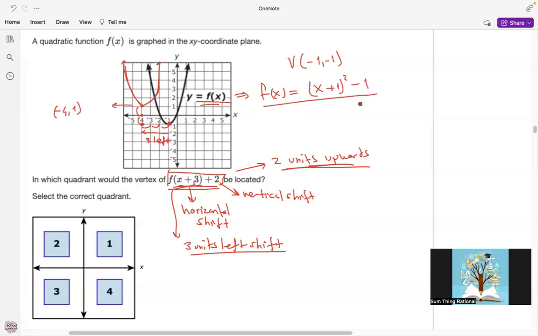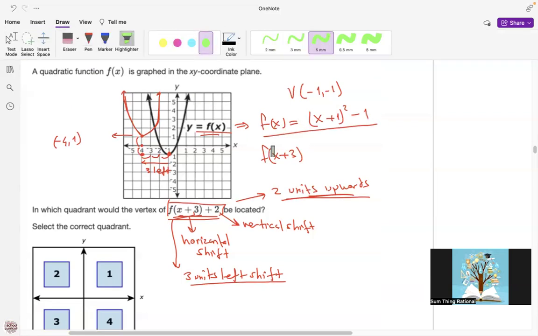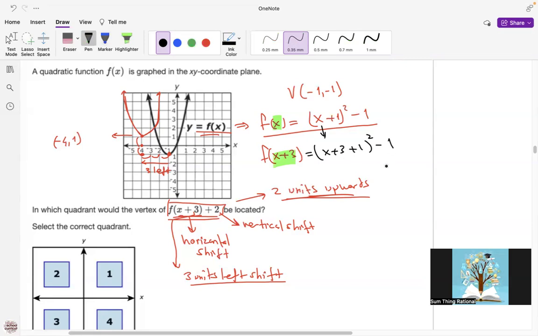You can solve it algebraically as well. First of all, we will find f of x plus 3. What is the f of x plus 3 graph? It means x should be replaced by x plus 3. Wherever I see x, I need to plug in x plus 3. So in place of x, we put x plus 3, plus 1 next to that, squared, and minus 1 is there. That is f of x plus 3.